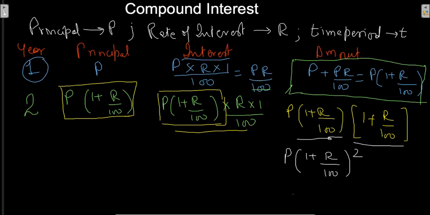Now what color should I take? Okay, cool. Let's take red color. Now for the third year. Now this is the amount, right? So this amount becomes the principal for my third year.